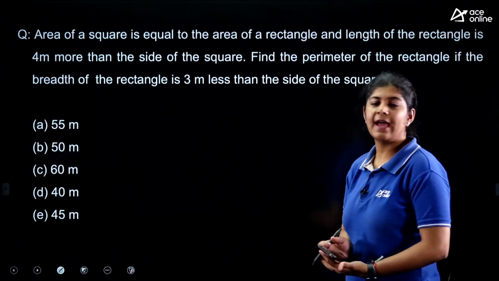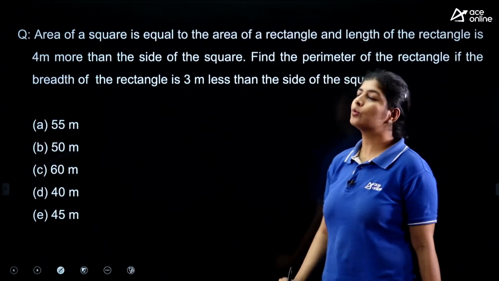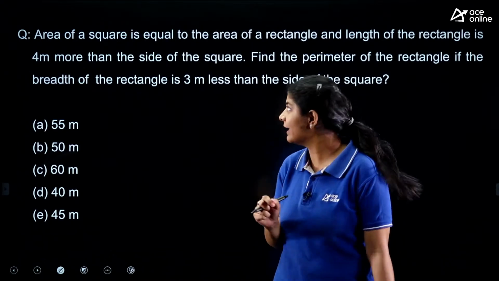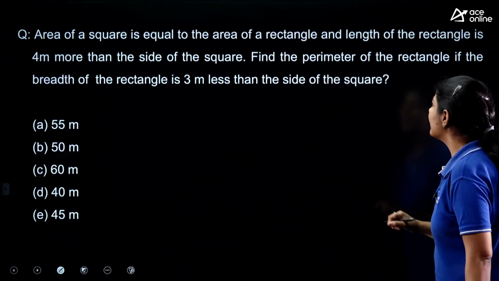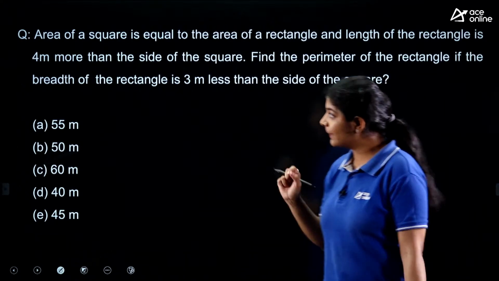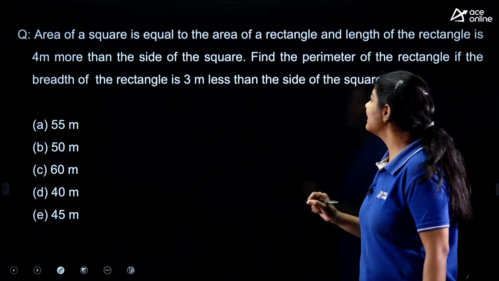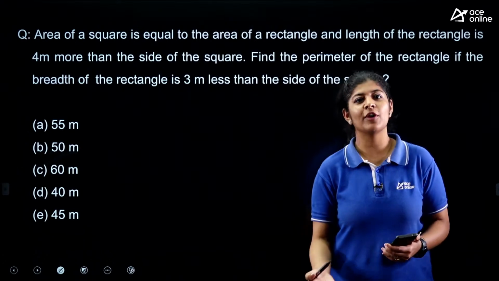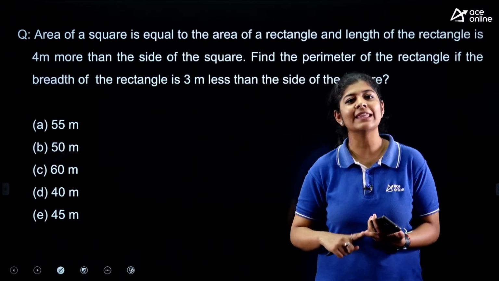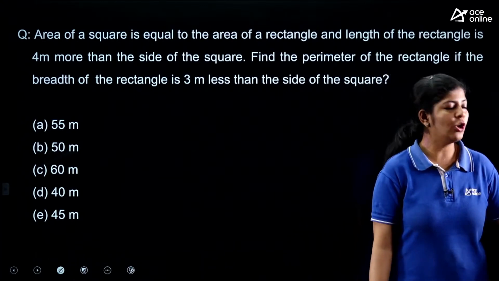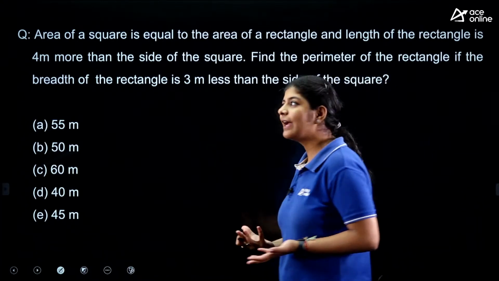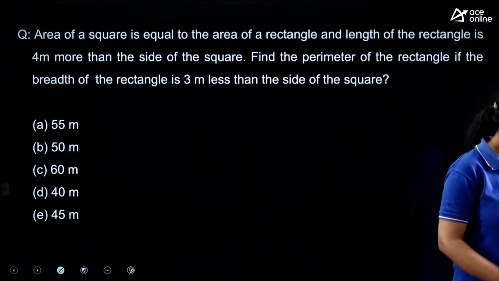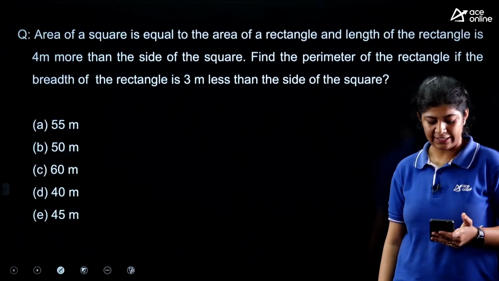Okay, so the next question says that the area of a square is equal to the area of a rectangle, and the length of the rectangle is 4 more than the side of the square. Find the perimeter of the rectangle if the breadth of the rectangle is 3 meters less than the side of the square. This is again a very easy one. We all know the formulas of area of square, area of rectangle and perimeter of rectangle. You just need to apply the formula and you will get the answer. Yes, option number E is the correct one. Very good.